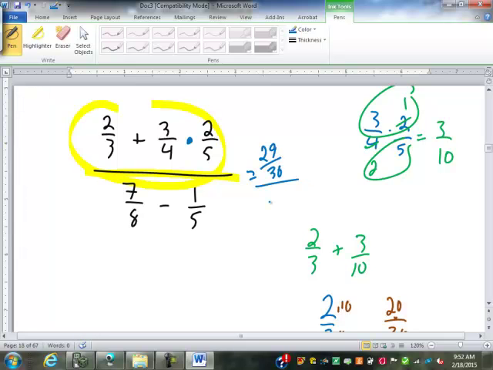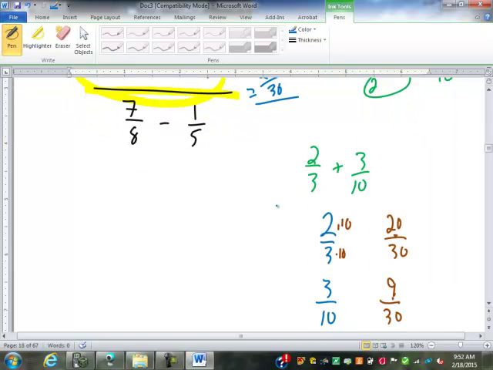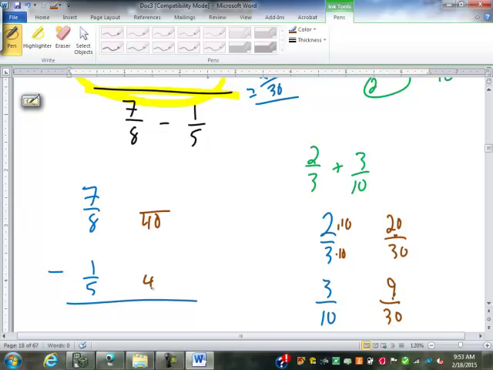On bottom, what do we need to do? Okay, just gotta subtract. So 7/8 minus 1/5. Common denominator will be 40. This will be 35. How about this one?